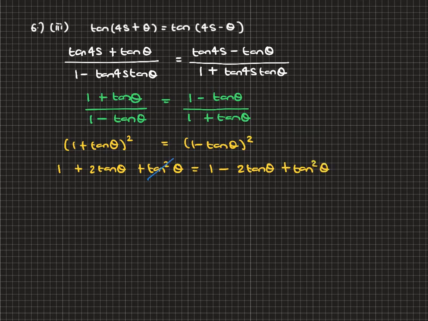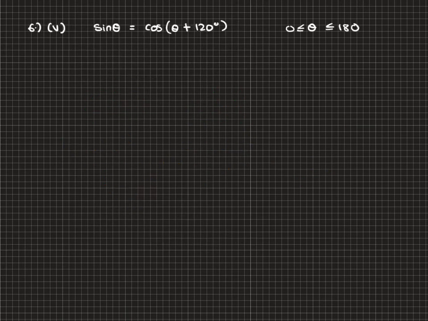Now the tan squared theta values cancel, so we've got 4 tan theta equals 0, because actually the 1 on either side cancels as well. So this tells us that tan theta equals 0, and then in the range 0 to 180 degrees, we have theta equals 0, theta equals 180 degrees as well. So 6 part 5.